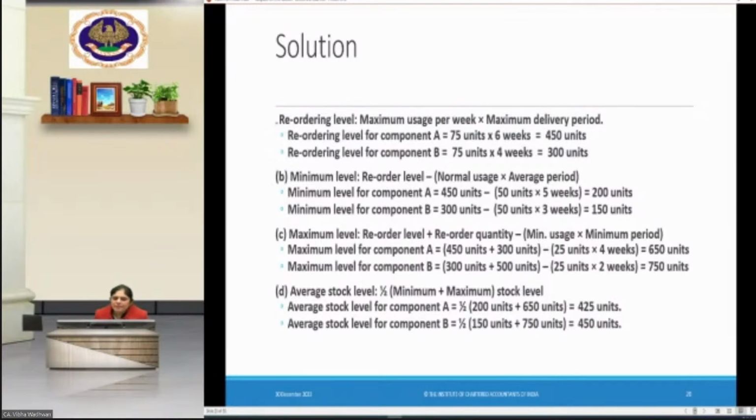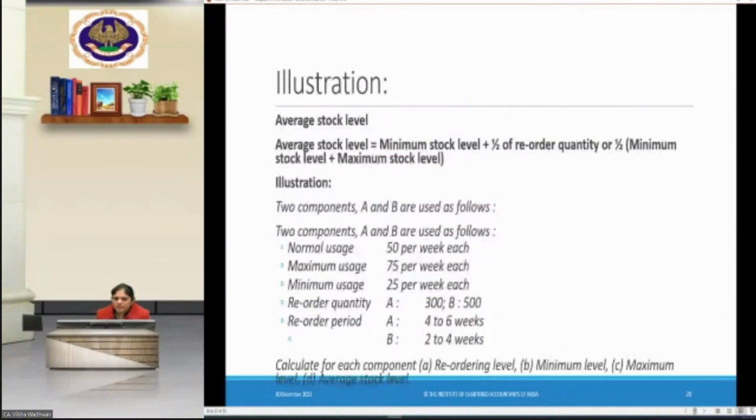Then maximum level: reorder level plus reorder quantity. Reorder quantity is already given in the question. So if you can see, I can quickly show you the question again. See the reorder quantity. For A it was 300, for B it was 500. Reorder quantity is nothing but economic order quantity. So in this question, it's already mentioned. Clear?